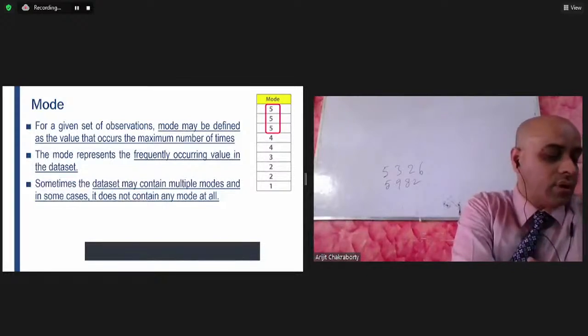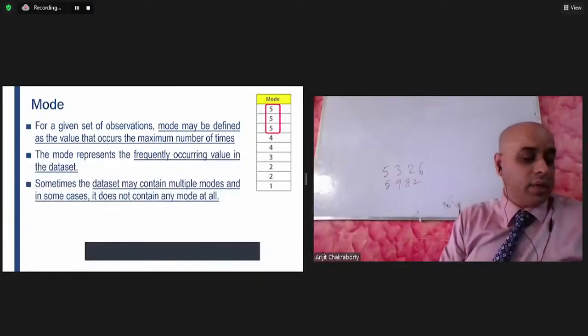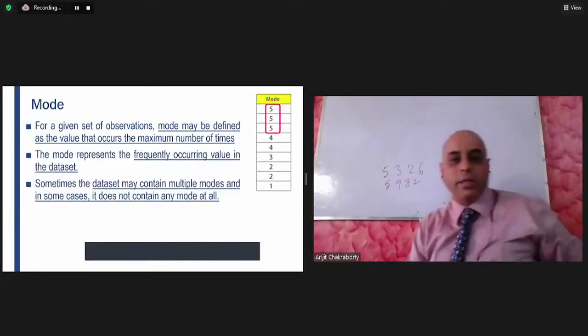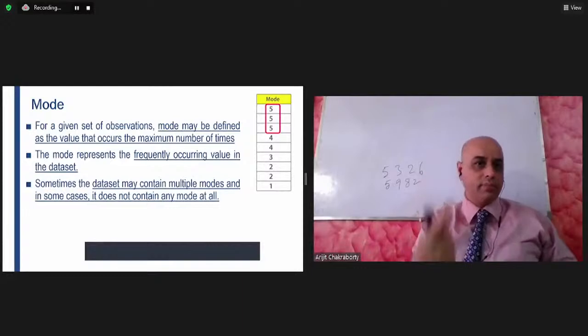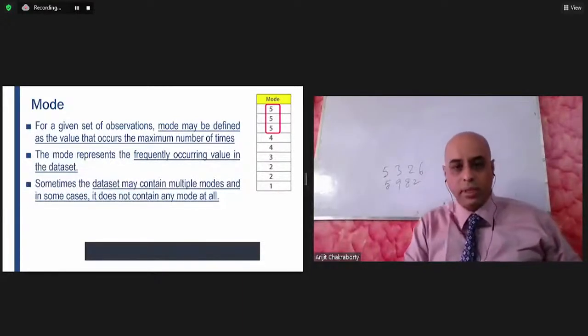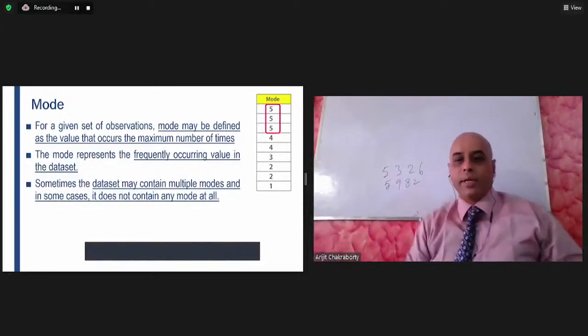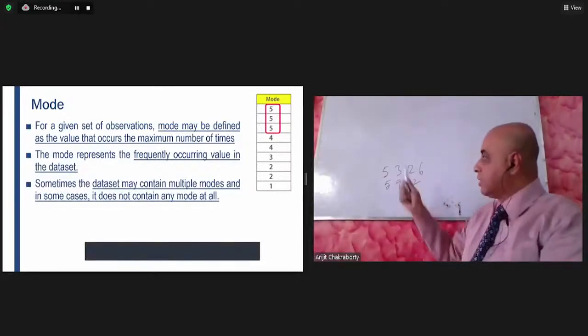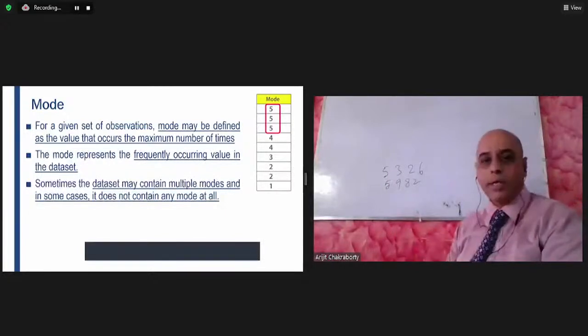There's one question: extreme large or small observations cannot affect the median. Yes, the median is concerned with the mid value, so an extremely large or small observation will not affect the median. Okay, now looking at this number set: 5, 3, 2, 6, 5, 9, 8, 2.